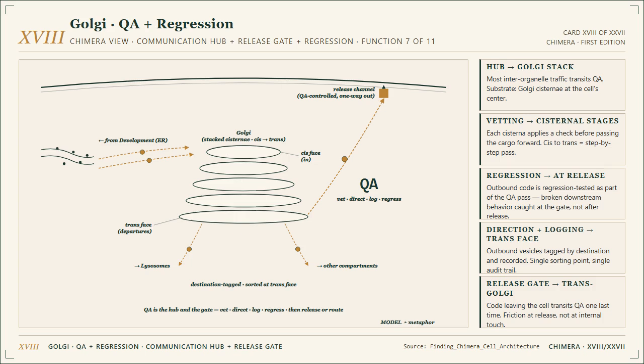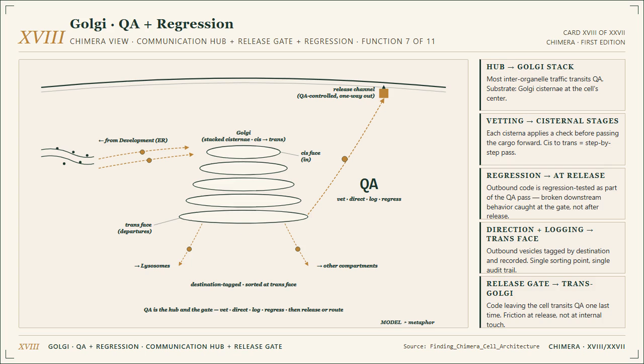Two amber vesicle paths arrive at the cis face, the top of the Golgi stack. The Golgi is a stack of 5 flat cisternae, graduating in size from a narrower cis face at the top to a wider trans face at the bottom. Cargo enters at the cis face and is passed cisterna to cisterna with vetting applied at each stage. By the time it reaches the trans face, it has been checked, routed, regression tested, and tagged for destination.